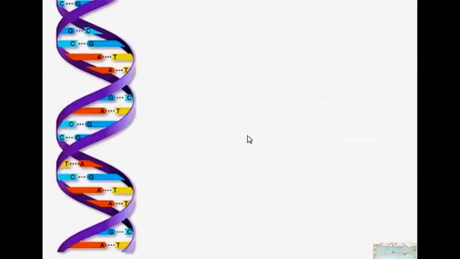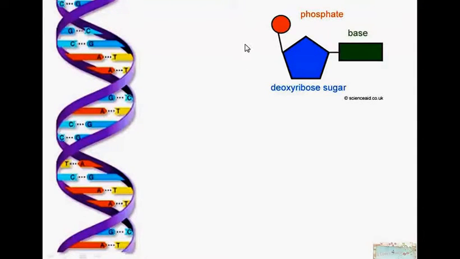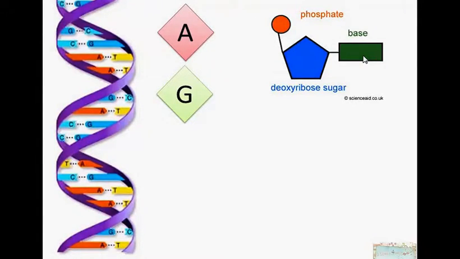Now let us try knowing about the basic building block of a nucleic acid, that is the deoxyribonucleic acid in this case. This is nothing but a nucleotide, which forms the nucleic acid. Now, the nucleotide has three components. It has a nitrogenous base, a deoxyribose sugar, and a phosphate group. The nitrogenous bases can either be purines or pyrimidines: adenine and guanine are purines, while cytosine and thymine are pyrimidines.